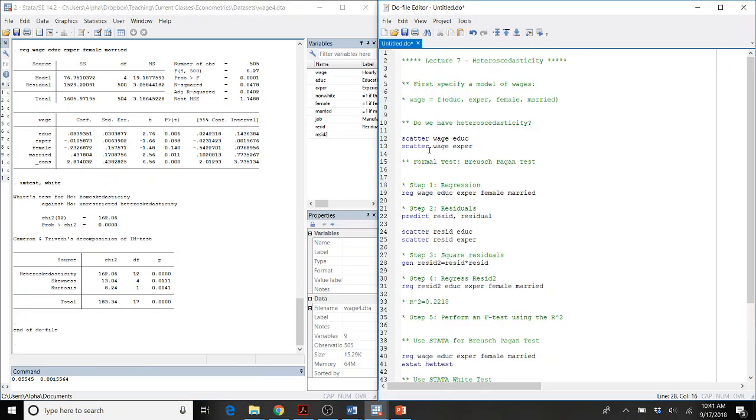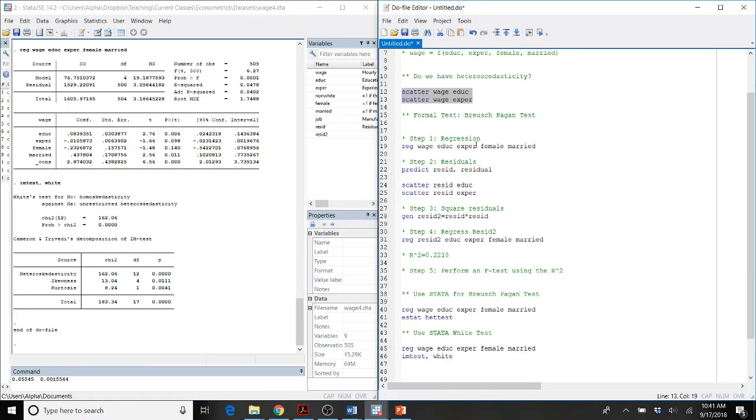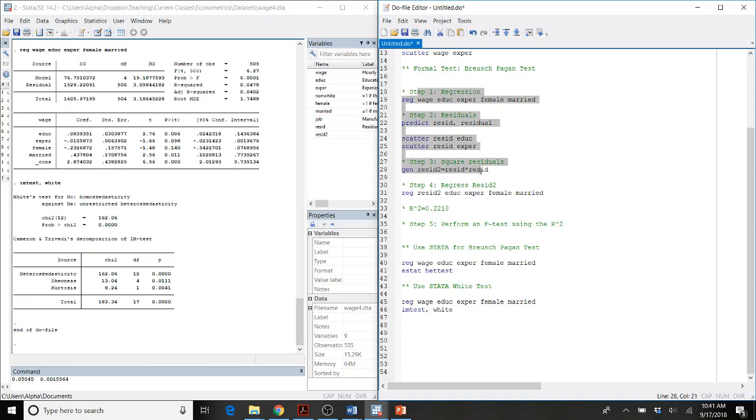We think that there's heteroskedasticity just from our scatter plots of the residuals. We did the Breusch-Pagan test by hand. We did the Breusch-Pagan test in Stata. We did the White test in Stata. I think it's safe to conclude we have strong evidence of heteroskedasticity. All right, so now solving it.